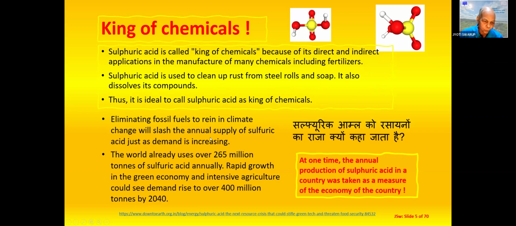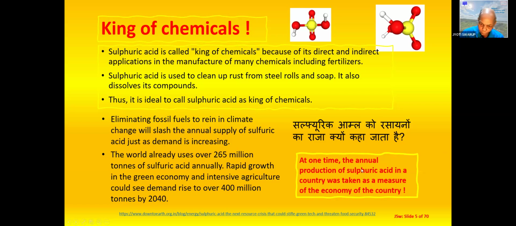Eliminating fossil fuels to rein in climate change will slash the annual supply of sulfuric acid just as demand is increasing. The world already uses over 265 million tons of sulfuric acid annually, and rapid growth in the green economy and intensive agriculture could see the demand rise to over 400 million tons by 2040. So, environmentalists would like to reduce the supply, but agriculturalists would like to increase the supply, and usually it will increase. I mean, it's expected.